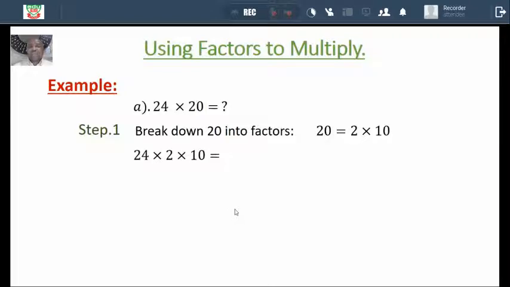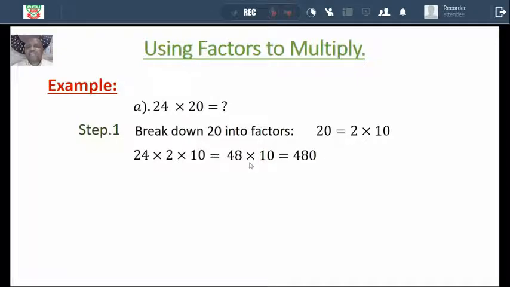Now what is the answer from there? It will be simple because of the factors. It's simple now to see 24 multiplied by 2, which is a simple 48. Then all you need is to multiply 48 by 10. Now when you multiply 48 by 10, we get 480.